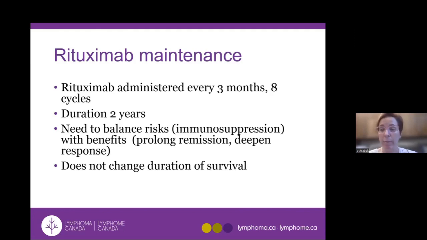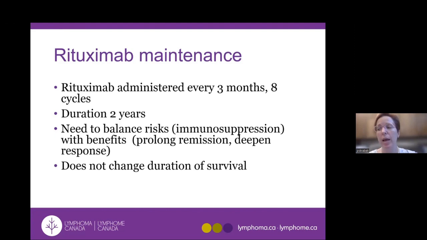Usually it's given every 3 months for a total of 8 doses for a total duration of 2 years. Studies have looked at longer durations of maintenance, for example, 4 years, and found no benefit of going longer, with more side effects or toxicity like immune system issues. Overall, there is a need to balance the risks and benefits when you consider if you should take maintenance rituximab.